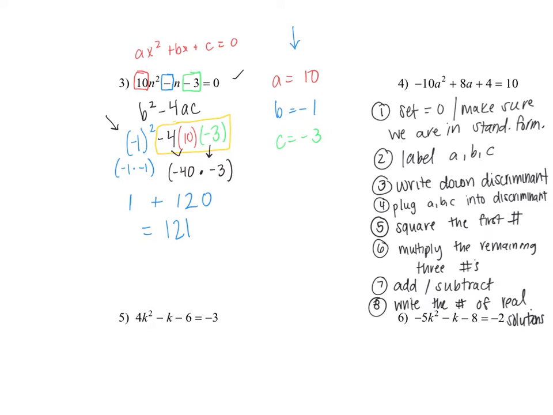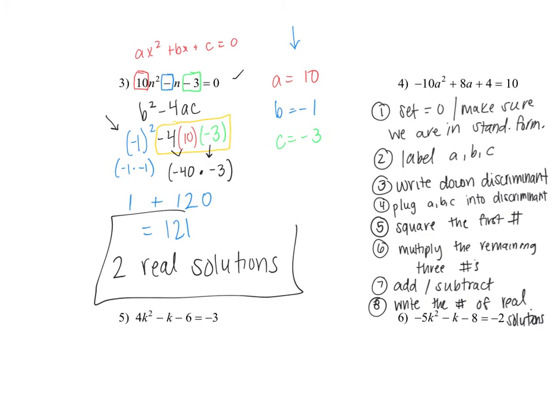All right, and then your last step is to write the number of real solutions. Okay, and remember that you have to refer back to your notes from yesterday. So when I have a positive number, that means I have 2 real solutions. Okay, so these are your answers.